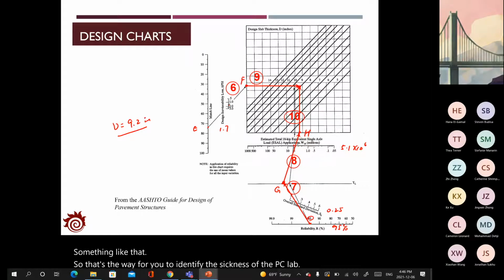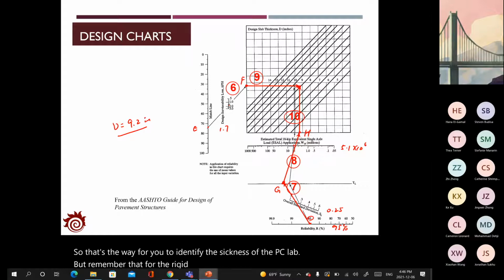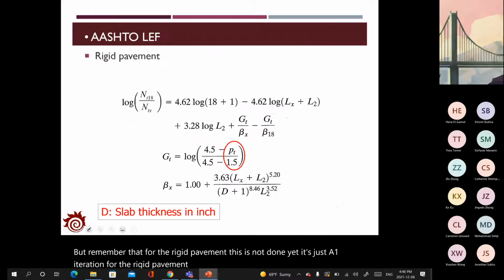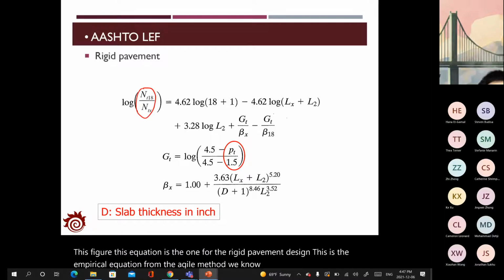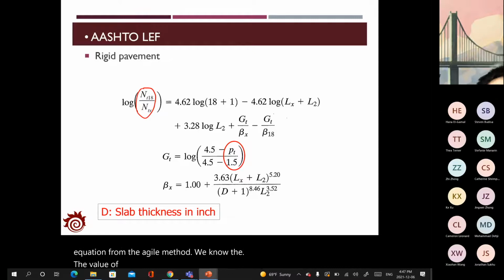But remember that for the rigid pavement, this is not done yet. It's just one iteration for the rigid pavement design. We have to do more. This equation is the one for the rigid pavement design. This is an empirical equation from the AASHTO method. We know the value of the LEF, the load equivalence factor. I guess that's related to ESAL.